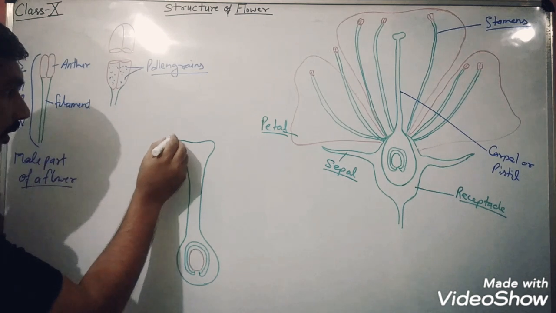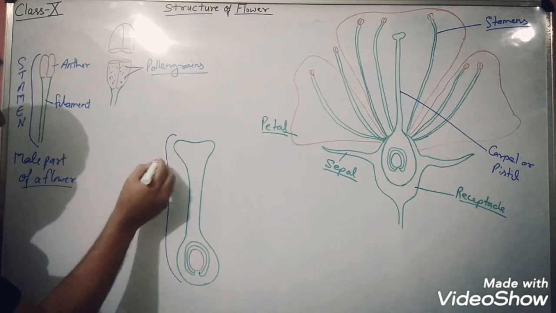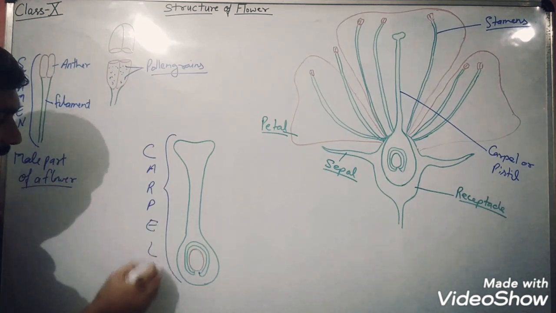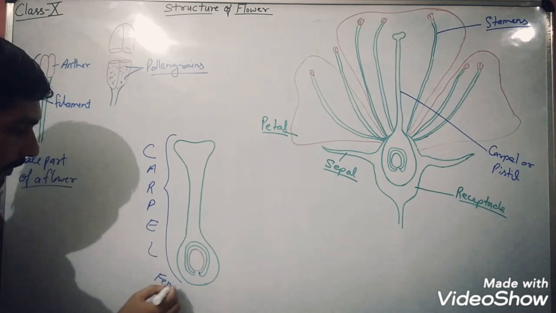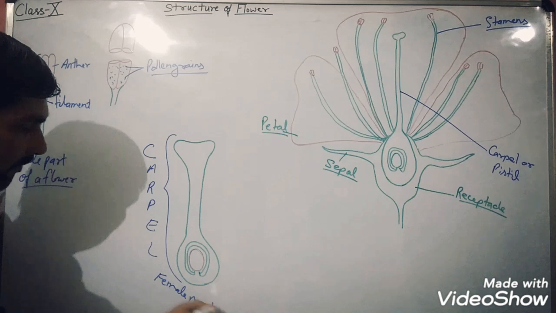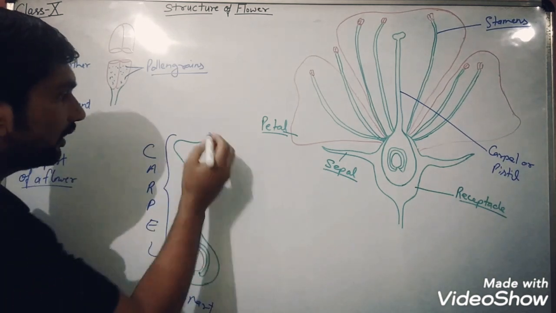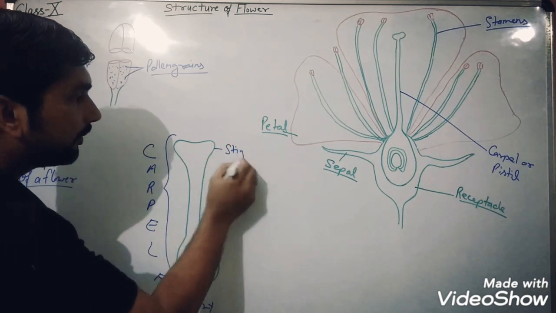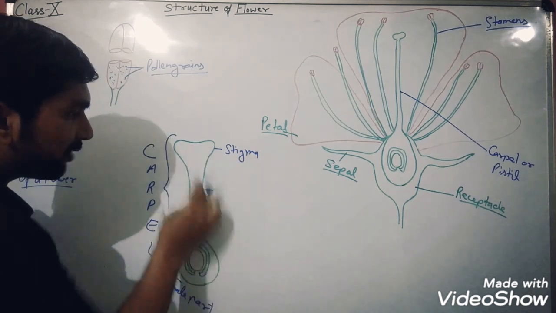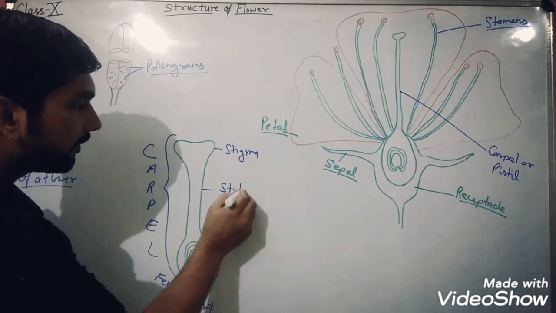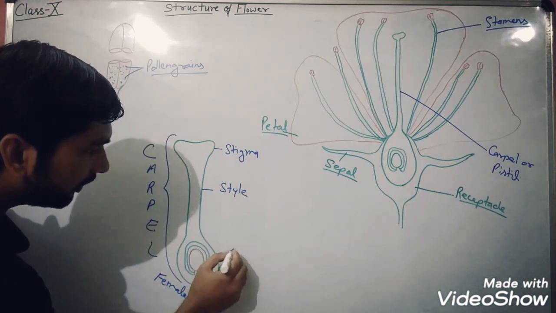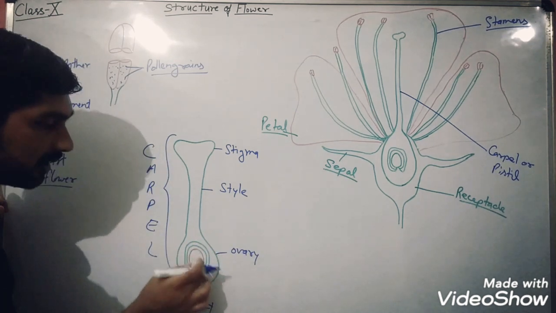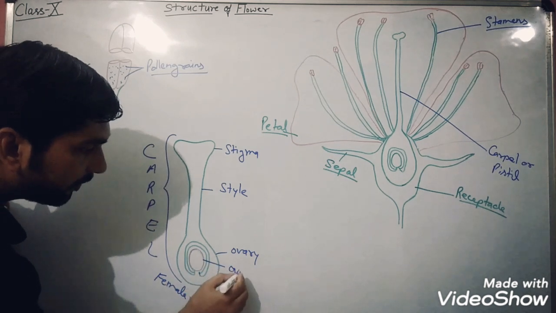This is what we are observing, the large structure, that is known as what? Carpel, or the female part. And we can see here distinct three regions. The upper portion of the carpel is known as what? Stigma. This middle tube-like structure is known as what? Style. And this lower structure is known as what? Ovary. Inside the ovary, you can see here a small structure that is known as ovule.